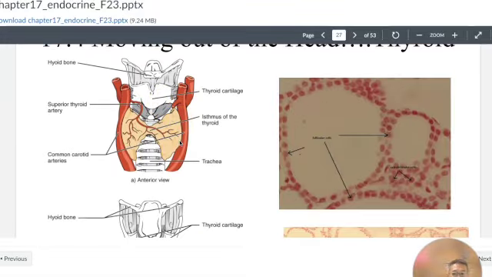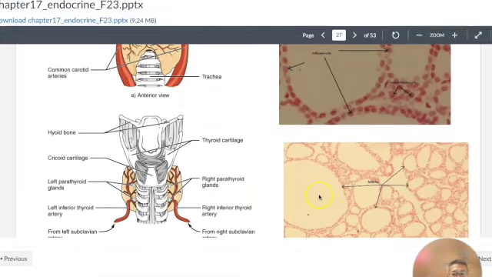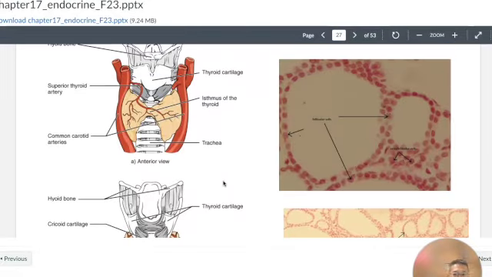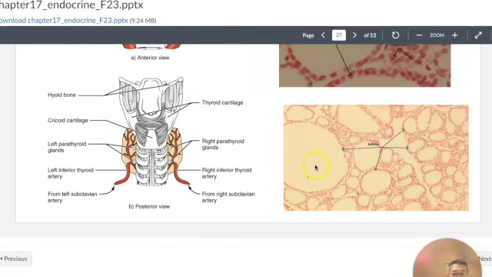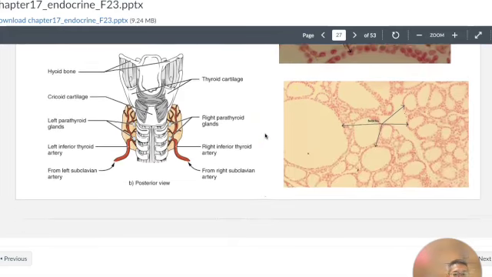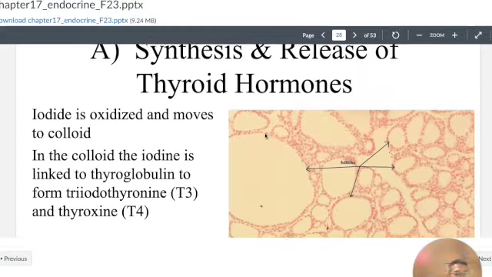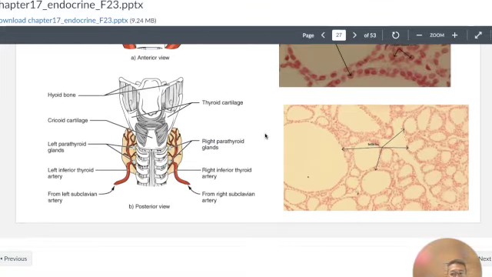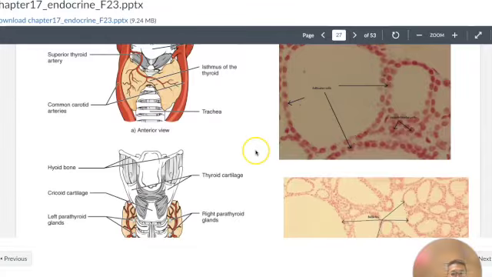So in the lab you will see a slide like this. It has some big holes. This is a thyroid gland on the slide. In the middle of the slide there is a clear, thick substance called a colloid.